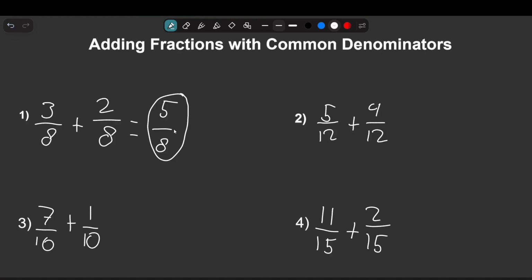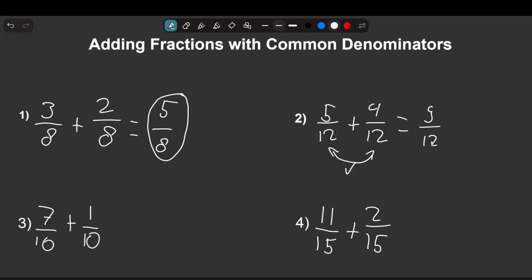For our second example, we have 5/12 plus 4/12. So again, first step we're going to take is we're going to check our denominators. Our denominators are the same. So now we can start by adding the numerators. So we're going to do 5 plus 4. 5 plus 4 equals 9. And the denominator stays the same.